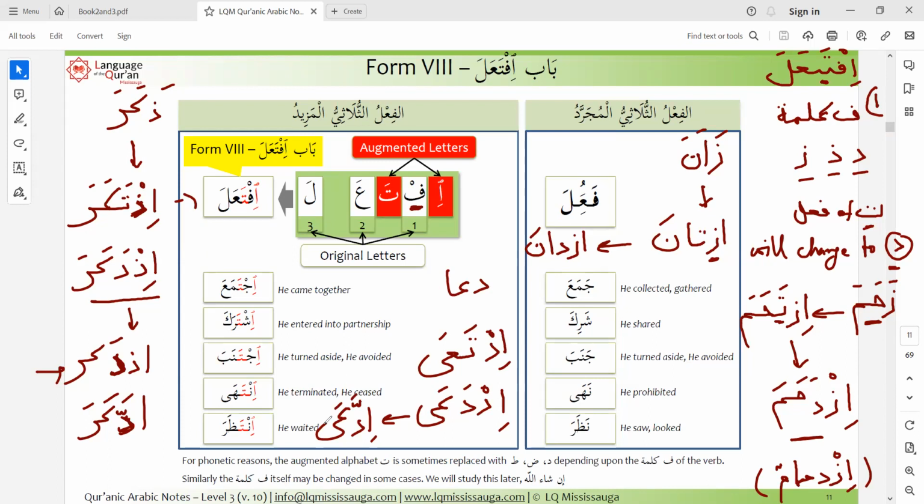I'm just thinking, shall we do the next ones or shall we stop here for today and finish the remaining ones next? So in the next class, it will be very quick. We'll just cover these two and forms 9 and 10, and then we'll start book 3, inshallah, chapter 1. So shall I do it now or shall we stop here?